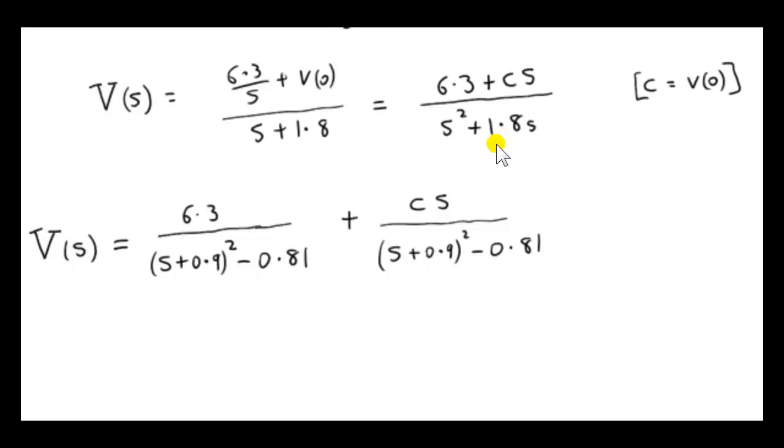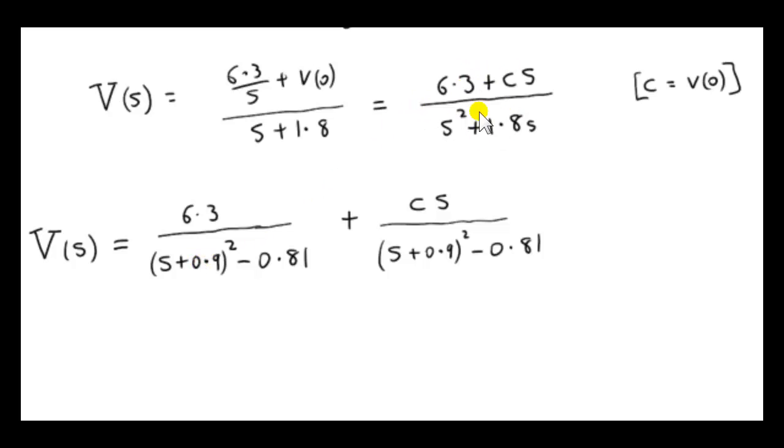So we get half the coefficient of s. Half of 1.8 is 0.9. So we write s plus 0.9 here and square it. If we square this out, we'll get s squared plus 2 times 0.9 times s, which is 1.8s. So we do get this back. But then we get an extra term that we don't want. 0.9 squared is 0.81. So we need to subtract off this 0.81 to leave us with s squared plus 1.8s.